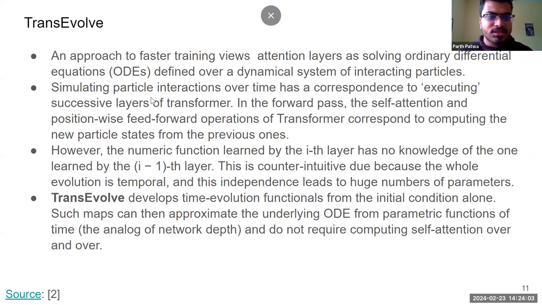So to go deeper into this, for faster training of the attention layer, we can view it as solving ordinary differential equations over a dynamic system of interacting particles. And simulating particle interactions is similar to executing the successive layers of transformers. However, in this case, the ith layer has no knowledge of the previous layer. But this is counterintuitive because in temporal evolution, we need the dependence. So TransEvolve solves that by developing a time evolution function from the initial condition alone.